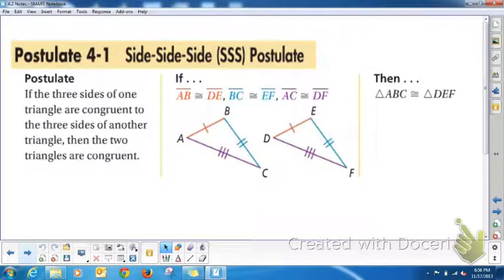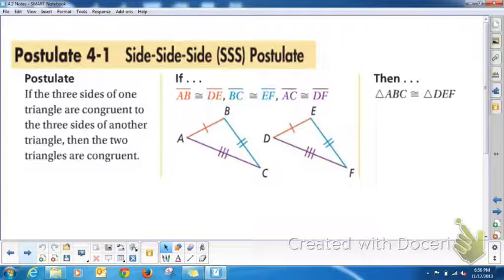The first postulate that you want to take notes on is postulate 4.1, side, side, side, or SSS postulate. This postulate, it's a rule, remember postulates are rules we accept without proof. If 3 sides of one triangle are congruent to 3 sides of another triangle, then the two triangles are congruent. So we don't have to know anything at all about the angles if we know all of the sides.